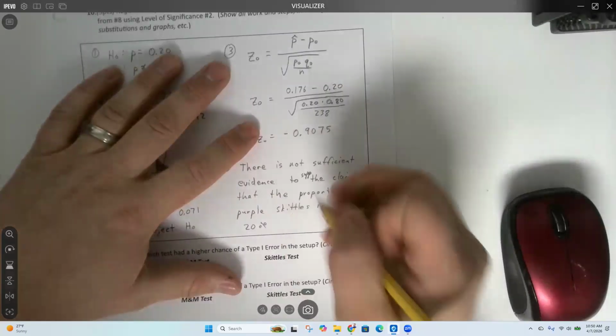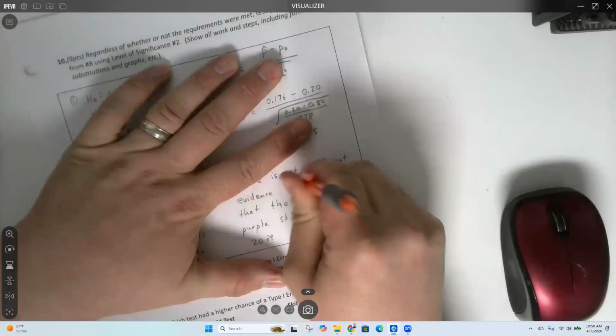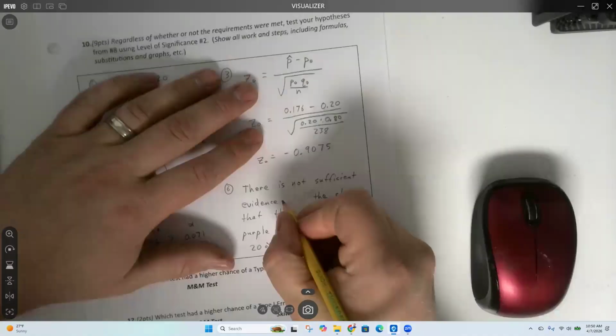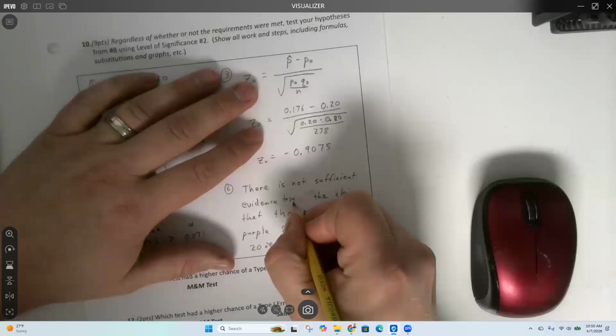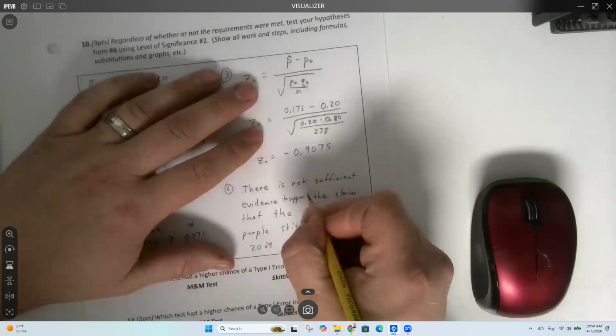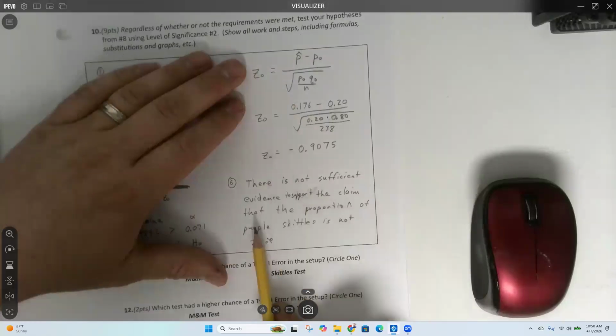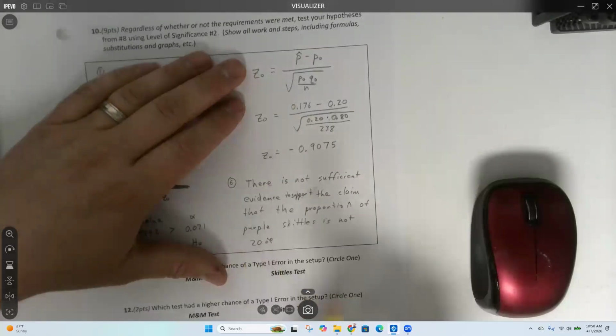Sorry, everybody. There's not sufficient evidence to support the claim. The proportion of purple Skittles is not 20%.